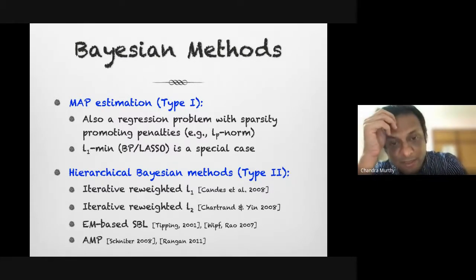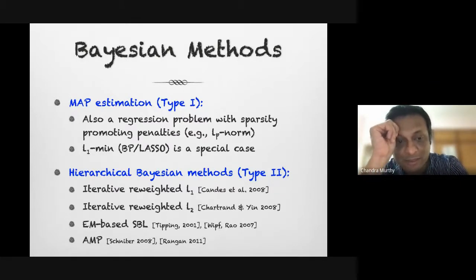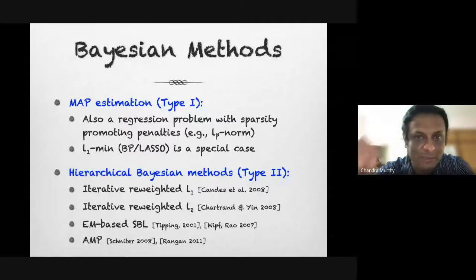Another class of methods are hierarchical Bayesian methods, which are called type 2 methods, where you not only impose a prior on x, you also impose a prior on the parameters of the distribution on x. And that leads to iterative reweighted methods, and in particular, this method called sparse Bayesian learning, which I'll be discussing in more detail in the coming slides. And there are faster versions of these algorithms, including approximate message passing.